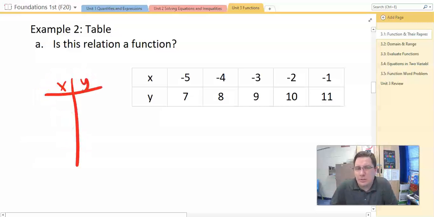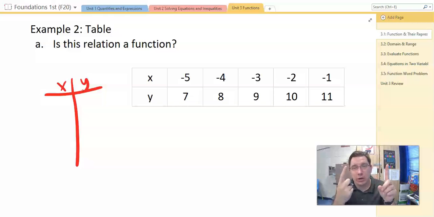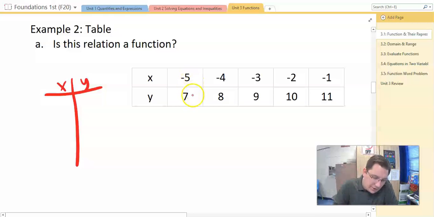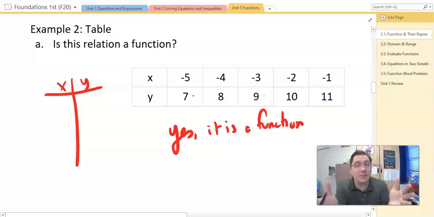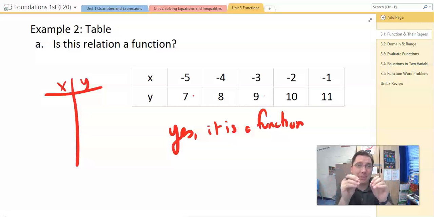It doesn't matter which way we're given the table, we still need to look at the relationship of the x's to the y's and understand, does every x have just one y? And so we look here, negative 5 has 7, negative 4 has 8, negative 3 has 9, negative 2 has 10, and negative 1 has 11. None of my x is repeated, and so is this relation a function? Absolutely, yes. It is a function because every x had what? One y. That's all we need. Okay? Again, if we see the same x repeat with different y values, then we don't have a function.